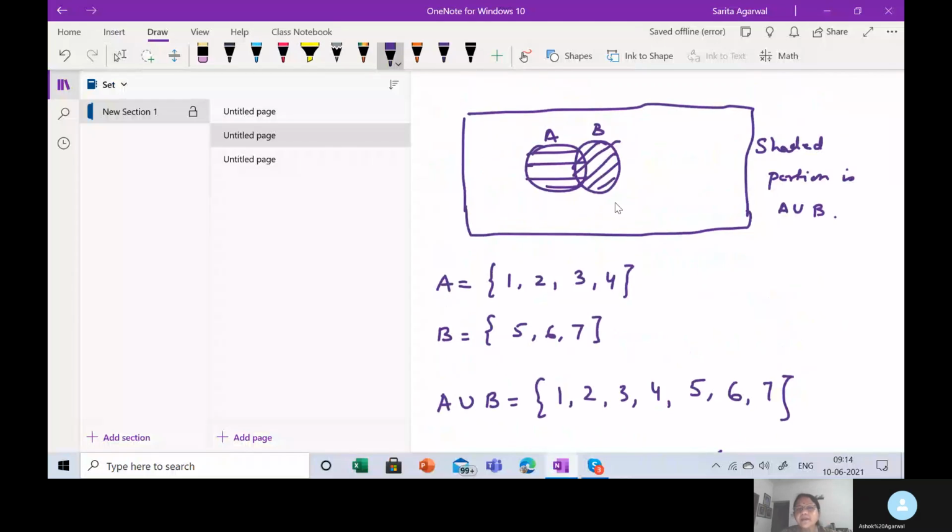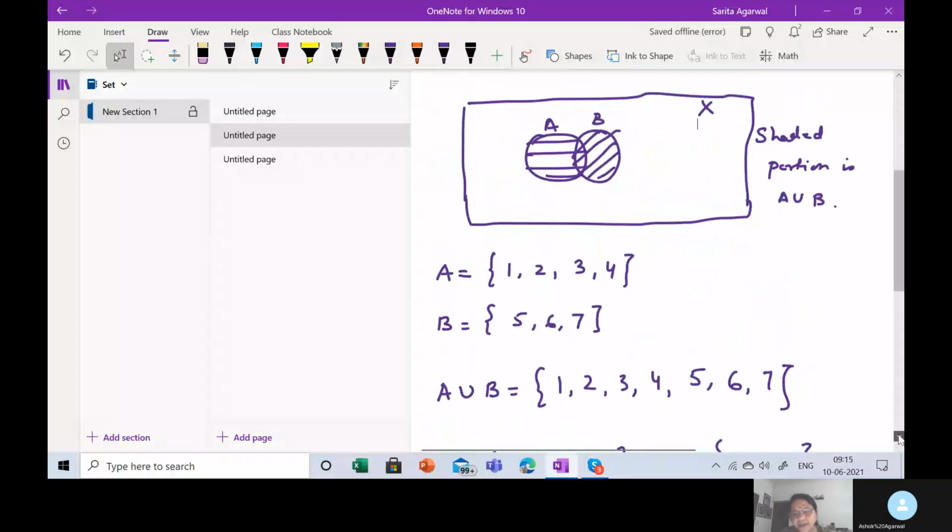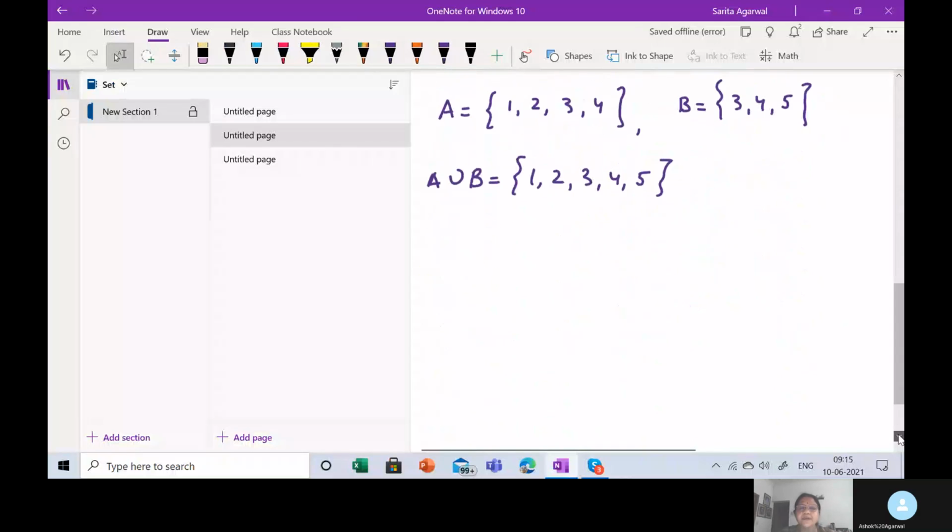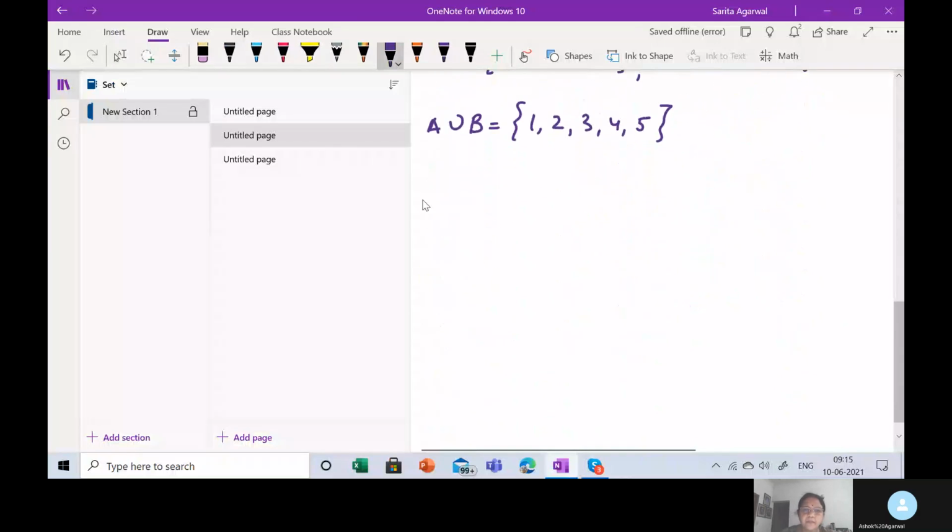So this is a universal set, and the shaded portion is A union B. A has some elements, B has elements, and there are some elements which are common between A and B. So what are these common elements? These are the intersection of A and B. So now we are coming to the definition of intersection.